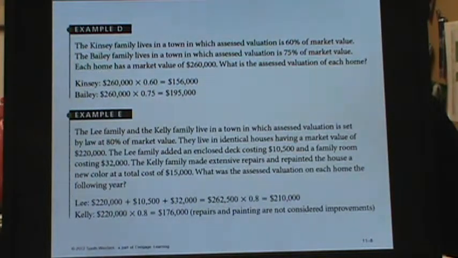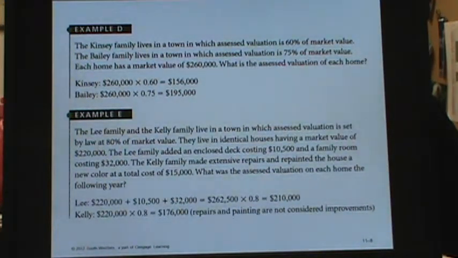This is the same thing as if you live in the desert, valuation is not very high, but if you live in the hills, like in the Black Hills, valuation is high. If you live on land that isn't very valuable, your valuation is going to be low. And if you live in a place like on the beach where it's high, then you're going to pay a higher percentage. So in this case, each family owns a $260,000 home. One is at 60% valuation and one is at 75% valuation.